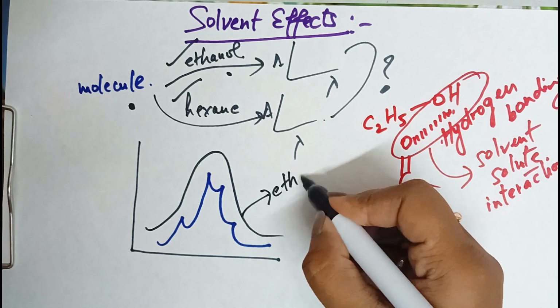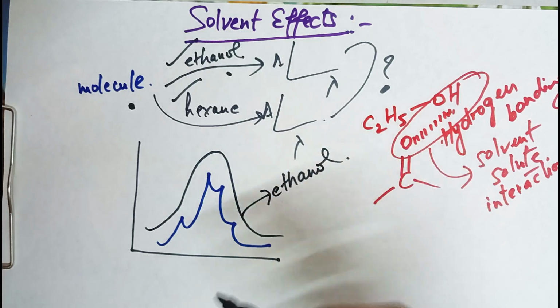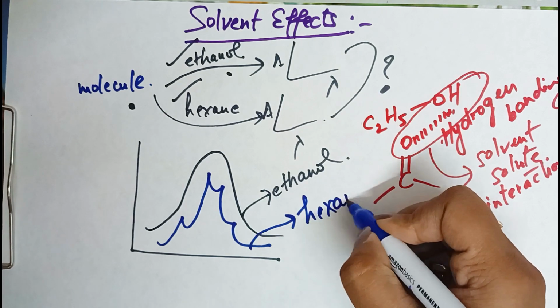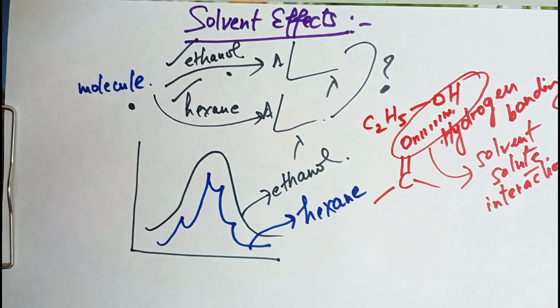So this will be the spectra with ethanol, and the one with the sharper peaks will be the spectra with hexane. Why? Because hexane is a non-polar molecule, and with hexane there is no possibility of solvent-solute interactions, right?